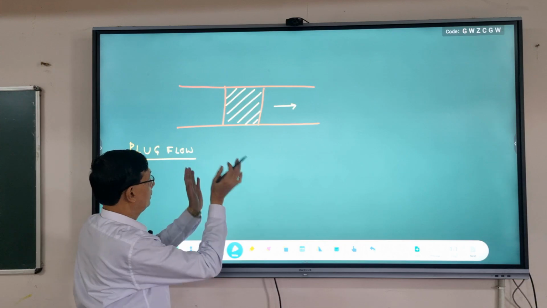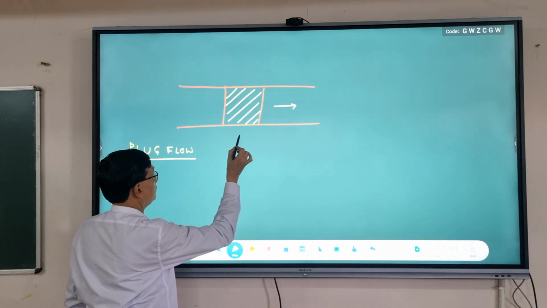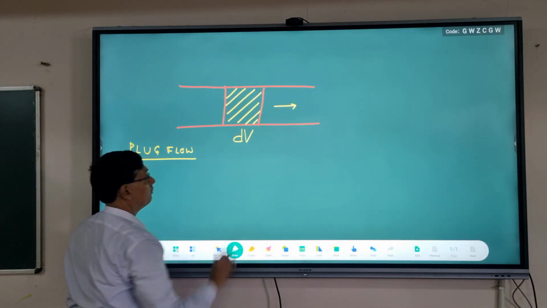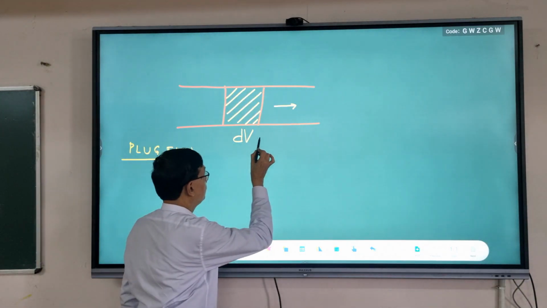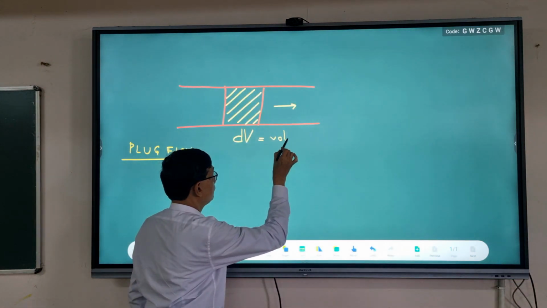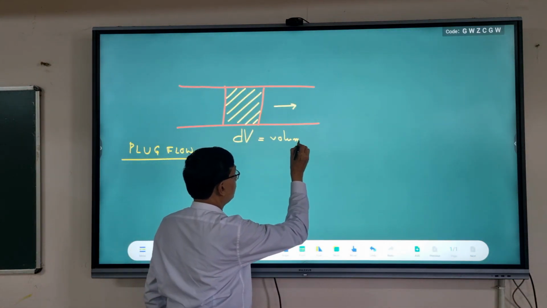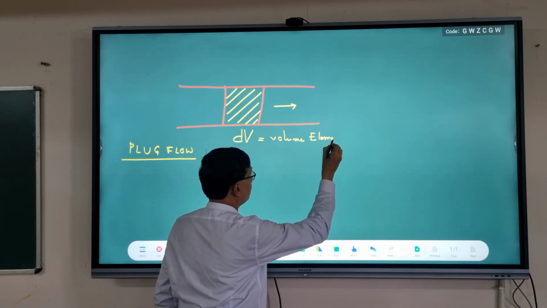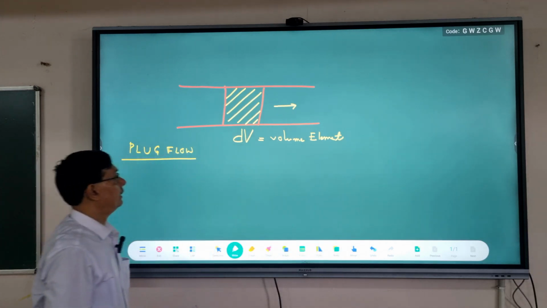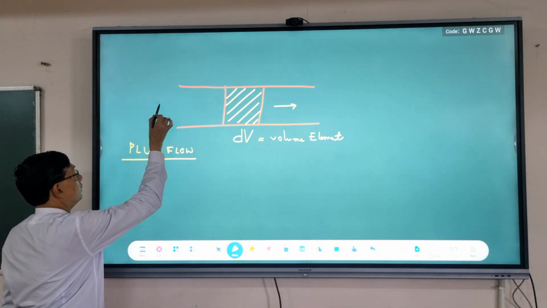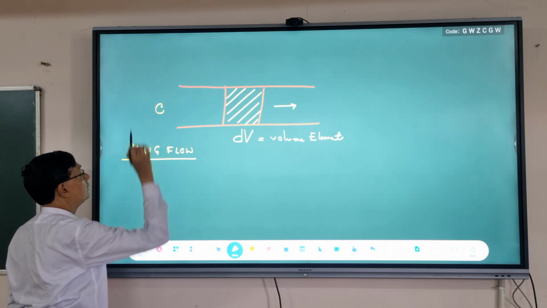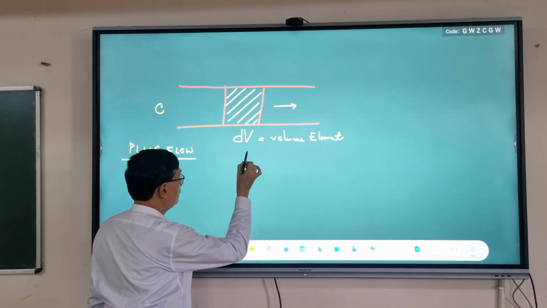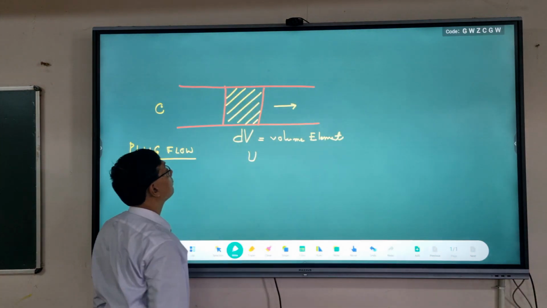So this is actually the volume element, as I have already discussed. Volume element, and the concentration of that reactant is C, and the rate of flow of this volume element is U. I have already told you.